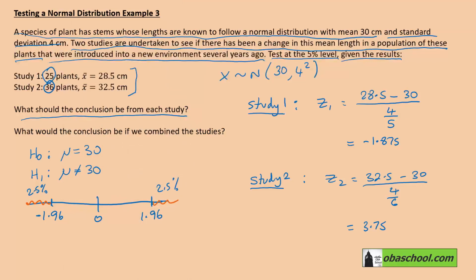So 3.75 would be way up here. Negative 1.875 would be somewhere around here. So for study 1, we would accept H0, situation of no change. For study 2, we'd have evidence to reject H0 and say that the mean has changed.